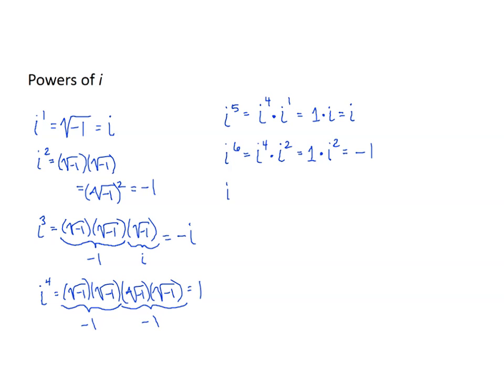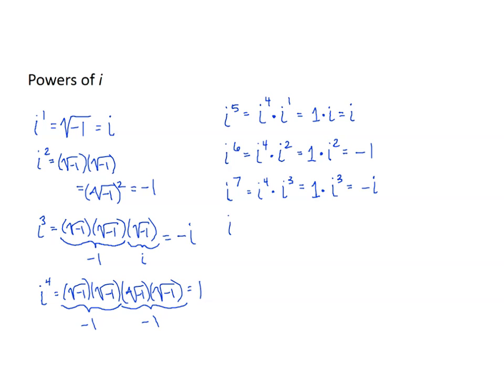Let's look at i to the seventh. That's going to be i to the fourth times i to the third. Notice I'm always doing i to the fourth because I know that if I can separate it into an i to the fourth and then something else, I know that i to the fourth is 1. So then that's going to give me 1 times i to the third, which is 1 times -i.